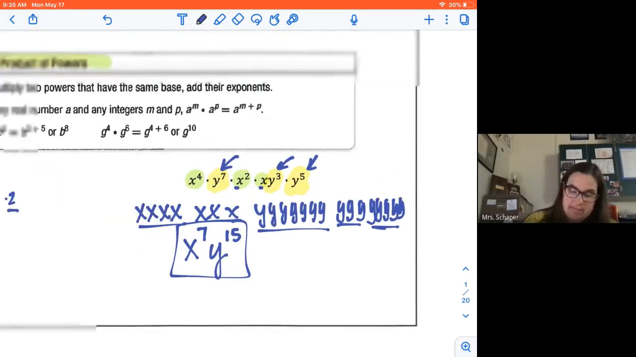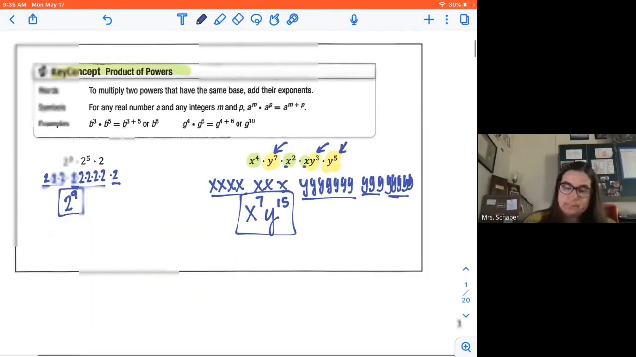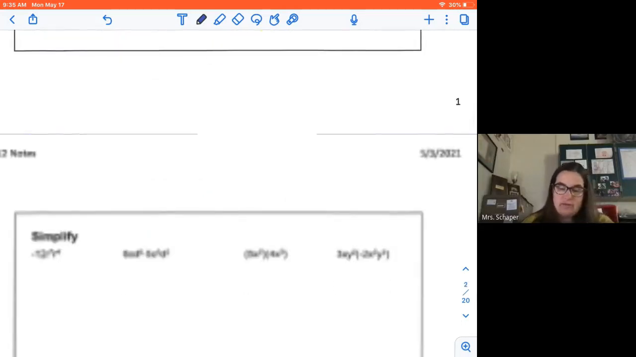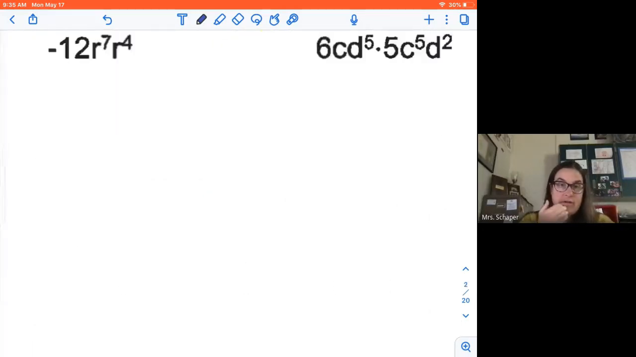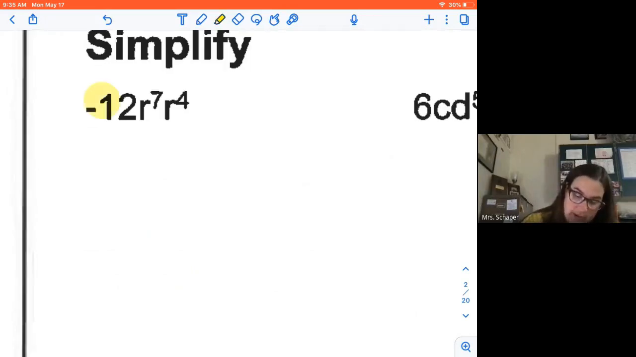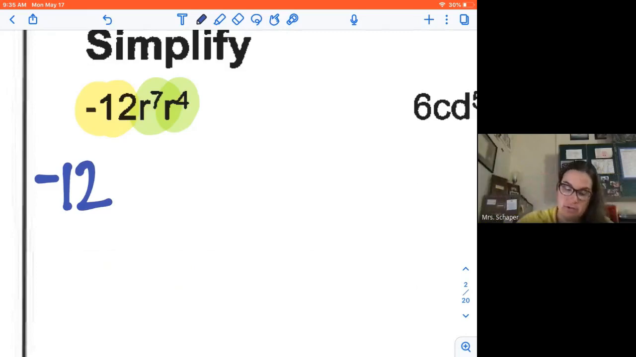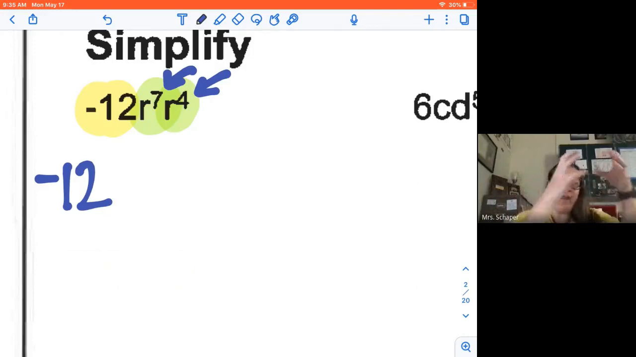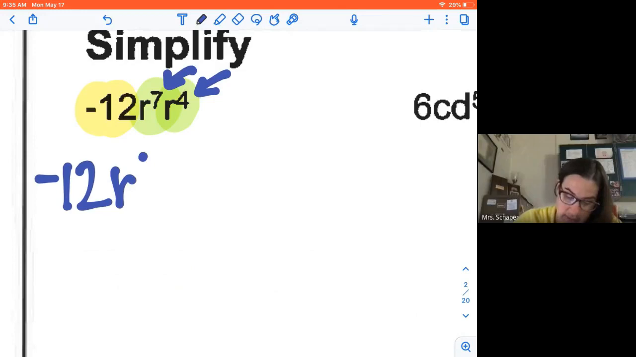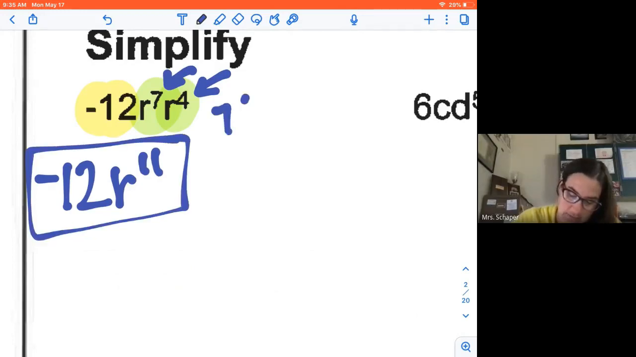So let's go through a couple examples with these. I've got negative 12, r to the 7th, r to the 4th. The negative 12 is its standalone, and then the r's are what I'm going to combine. So I have negative 12, and then I have 7 r's, and then 4 more r's. Now, I can write them all out, or I can say I've got 7 in this pile, 4 in this pile, so together, I've got 11. I took 7 plus 4, and that's how I got 11.